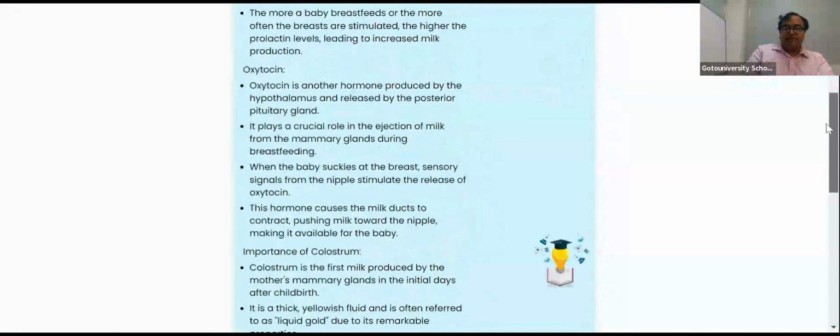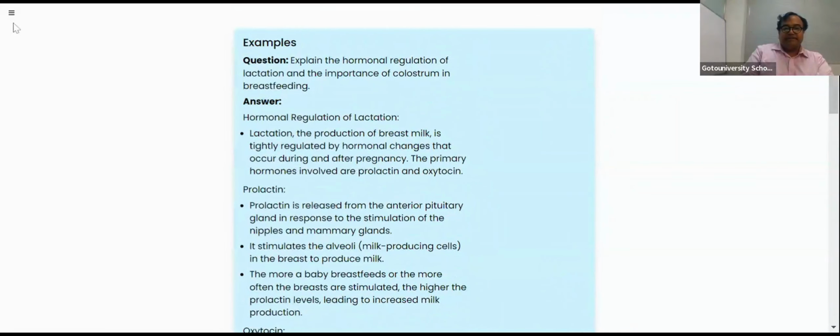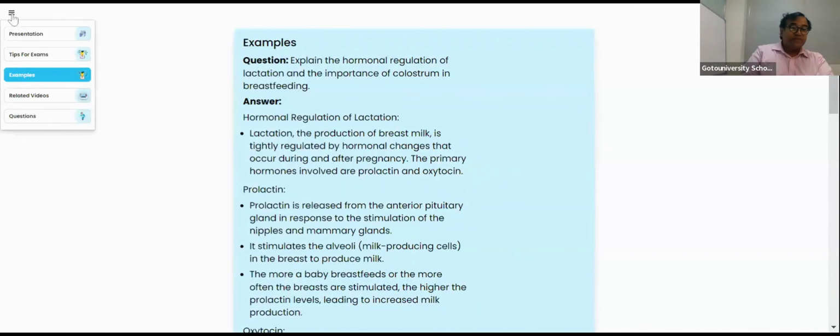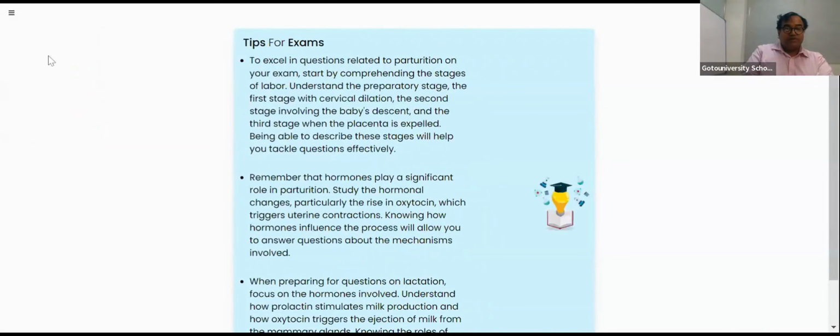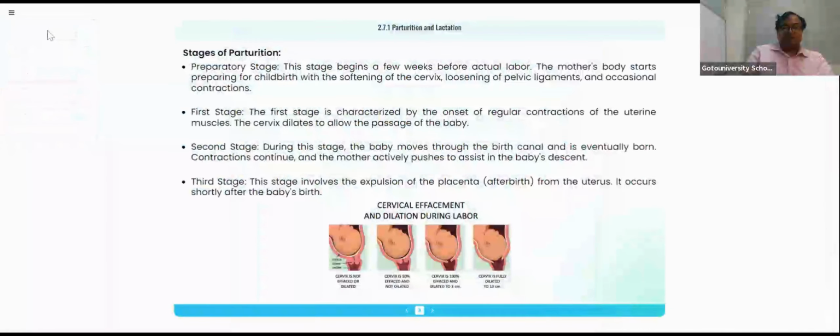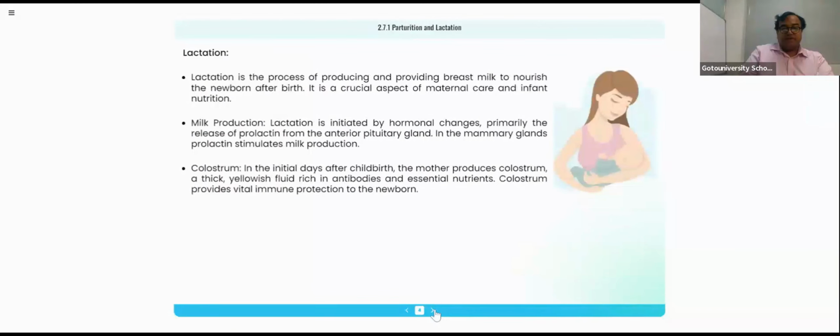So these are the worked examples. This is the way your answer script should be when we are narrating the answers in the board exam. Now, the questions we already discussed, and the tips for the exam, we already told you where to concentrate, and the video is already there in the system. Now, we'll go to the next important concept, lactation, in detail, right?